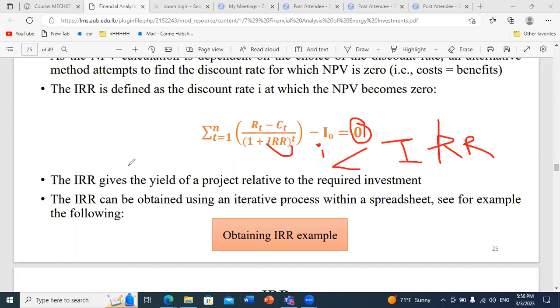Why? Because you are more confident. If I is small, you are more confident in the future, meaning the discounted value is smaller, so you are losing a smaller amount of value. You are dividing by (1 plus I) to the power t, so the smaller I is, the better. This makes sense.